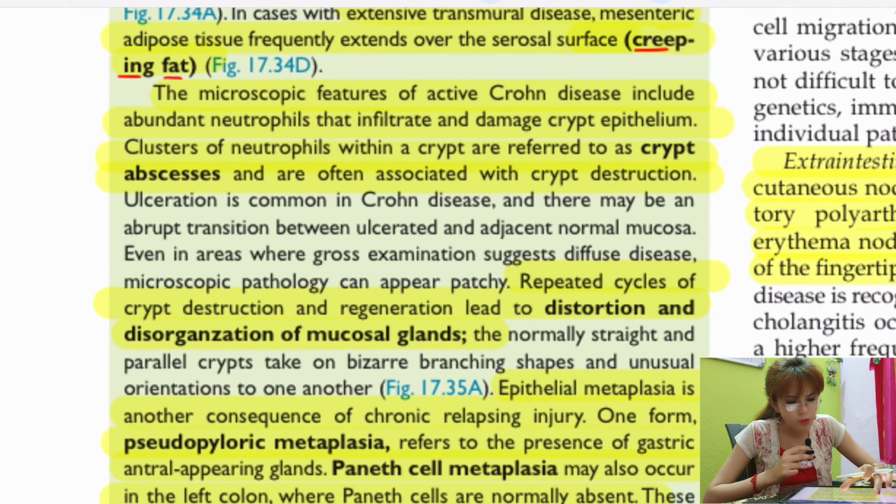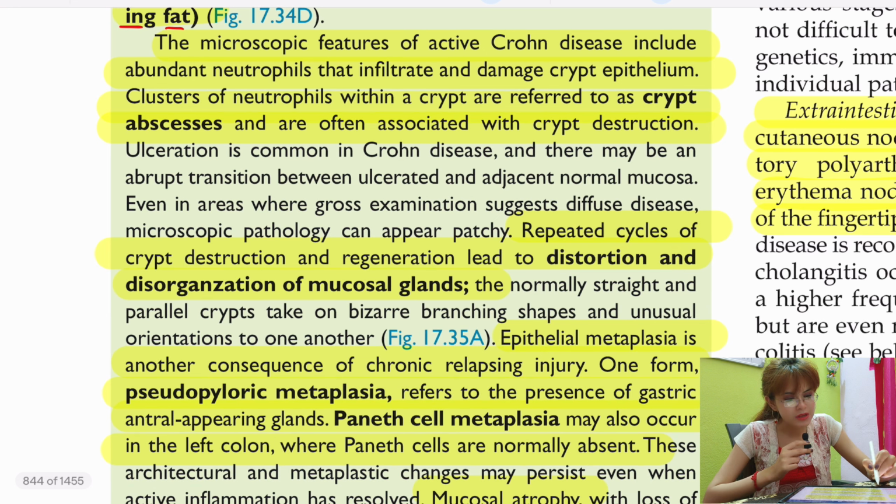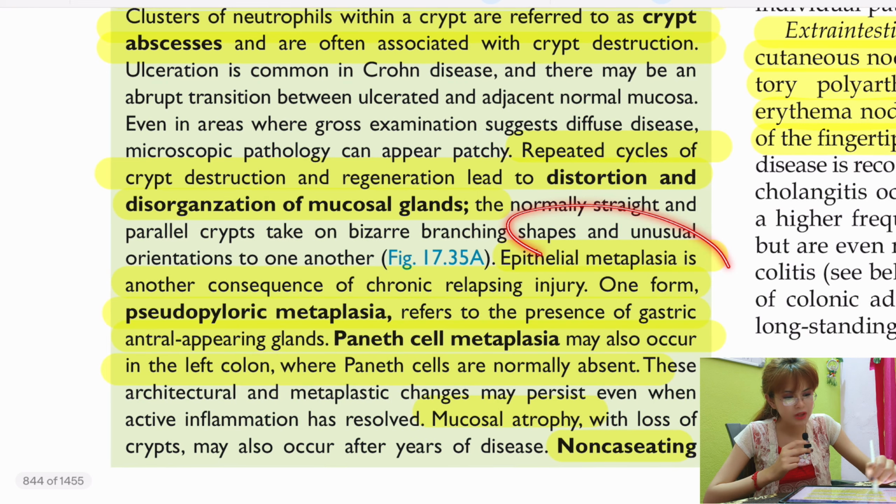Okay, now continuing with this, the microscopic features of active Crohn's disease include neutrophils that infiltrate and damage the crypt epithelium. So you're going to have crypt abscesses, because in the crypt you're going to have neutrophils. So this is crypt abscess, and repeated cycles of crypt destruction and regeneration will lead to distortion and disorganization of the mucosal glands. So there's going to be crypt abscess and distortion and disorganization of the mucosal glands. Epithelial metaplasia is another consequence of this.